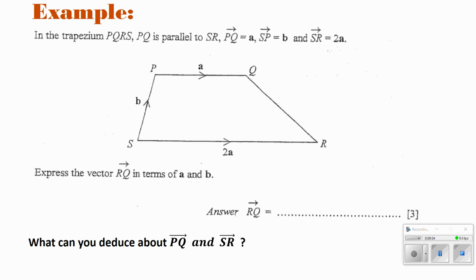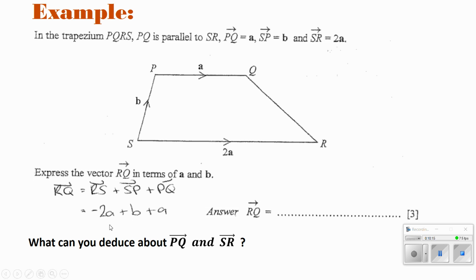So express the vector RQ in terms of a and b. So there plus that plus that. What would make more sense is it's RS. RQ equals vector RS plus SP plus PQ. So against the arrow, with and with. So minus 2a plus b plus a. And minus 2a plus a is minus a.